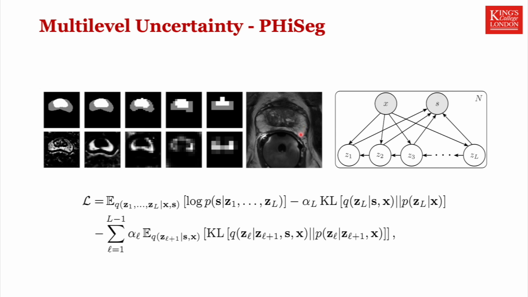And because the uncertainty in a classical setting, the way that we've seen so far, will be mostly localized around regions, you're probably going to miss big parts of these objects. So what you can do is to actually solve the segmentation problem at multiple resolutions.